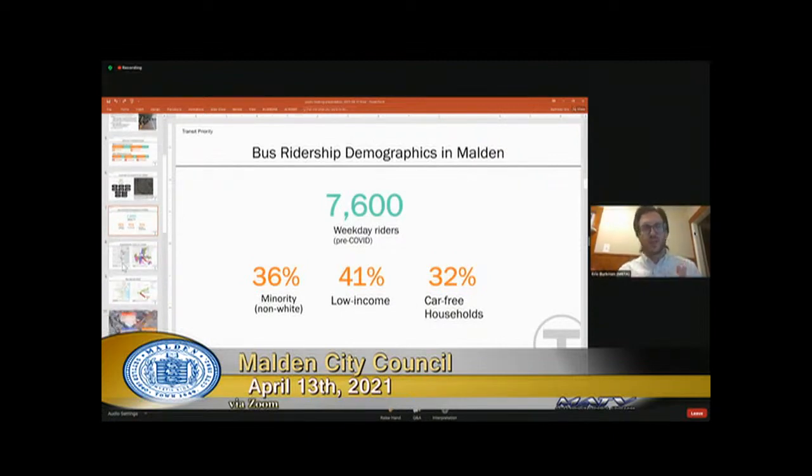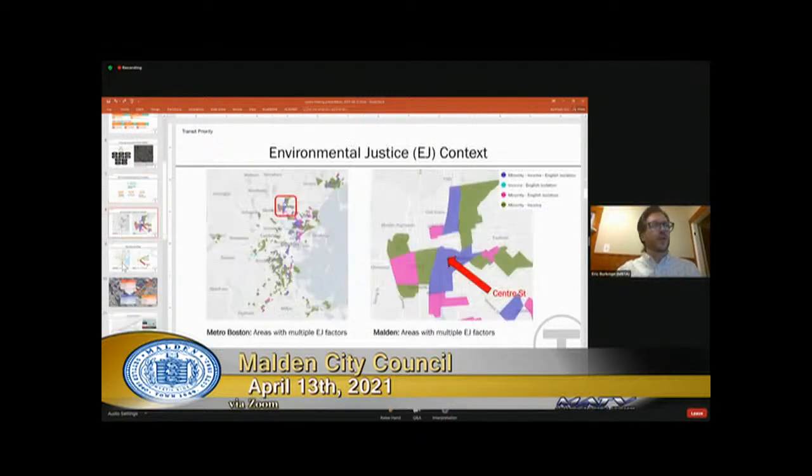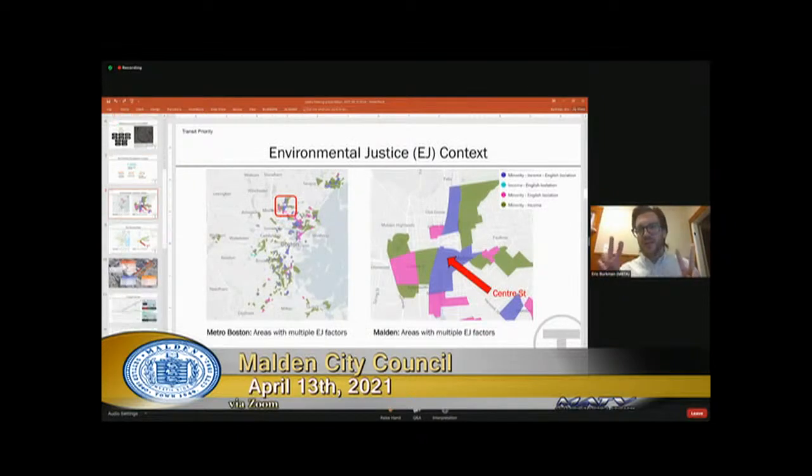30%, as Councilor O'Malley said: 36% non-white, 41% low income, 32% of those car-free households. And these are environmental justice areas as well. This darker purple color is the highest level of environmental justice area, based on minority status, low income, and English isolation. And that's exactly where this project is, which is what we're trying to do, to help people in environmental justice communities get a benefit to their lives, right?